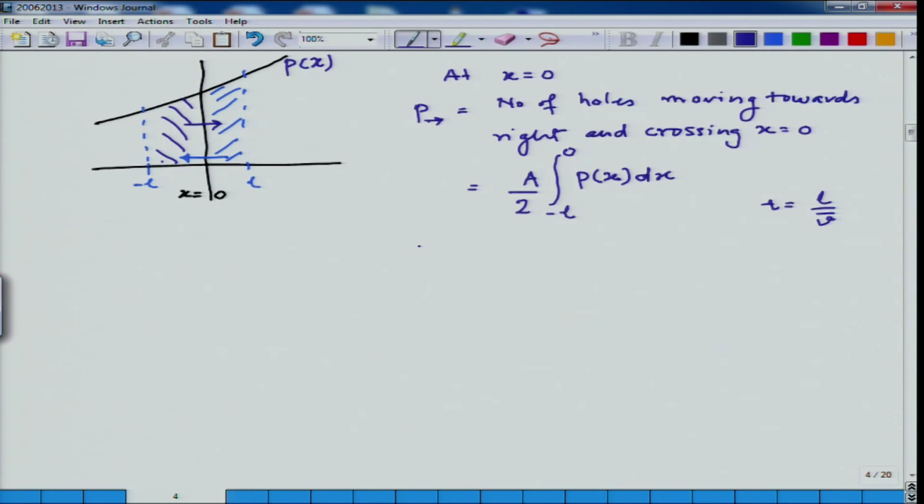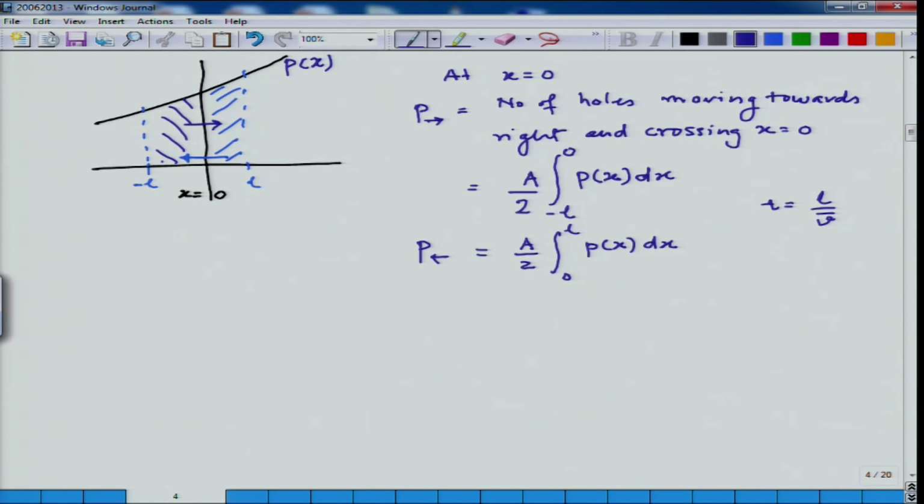Similarly, I can write the number of holes moving in the left direction and crossing x equal to 0, which is then given by A by 2, integrating over 0 to L, dx.